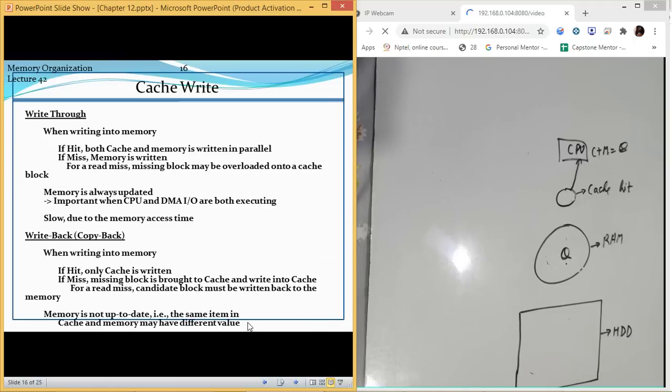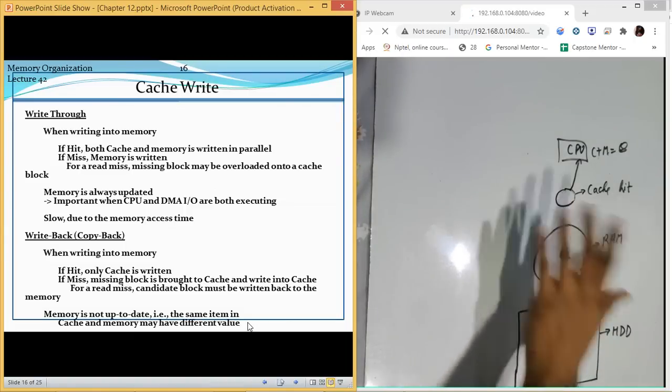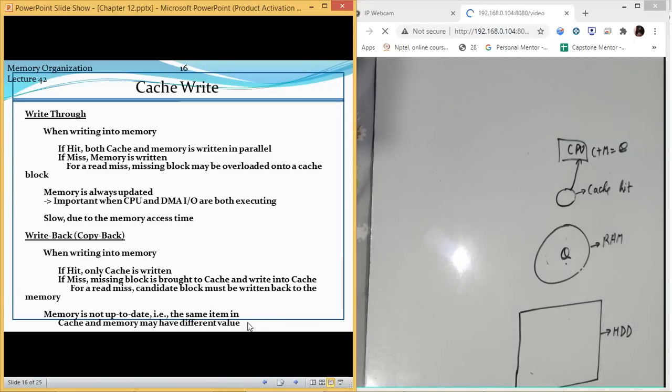Write back will hold the operation till the time we are not going to replace this item from cache. If a miss happens, then we update that data. So that is what they are saying. If the missing block is brought to cache, it is written into the cache. For a read miss, the candidate block must be written back to the memory.